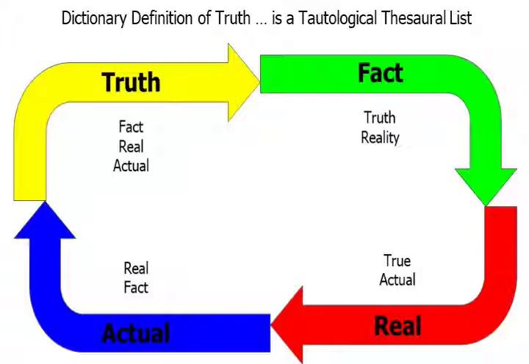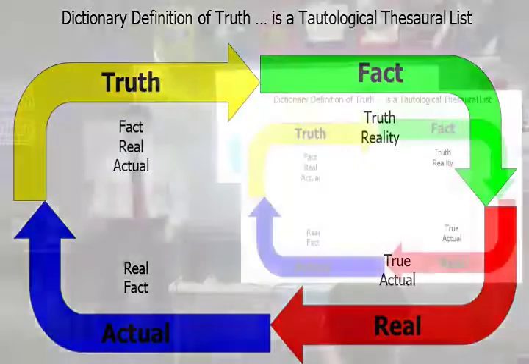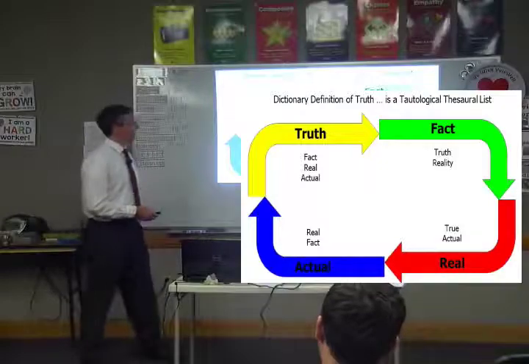So he realized that it's a tautological thesaurus list. Okay? Which basically means they're just using other words to describe the exact same thing, and they're really not giving us any more information about truth than we knew before. Right? They're just saying it in a different word, and you can't say it's wrong because it's another word for the same thing. But it's not giving us any enlightenment, any information. So it's a problem.